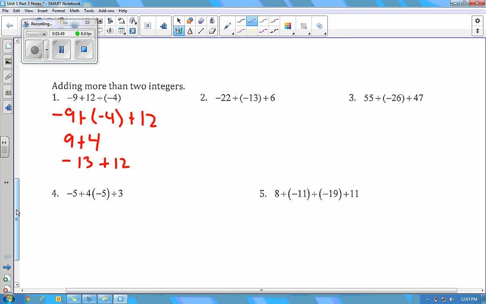So I do the bigger one, which is 13, minus the smaller one, which is 12. That gives me 1. I take the sign of the bigger one, which was the negative 13. So my final answer is negative 1.